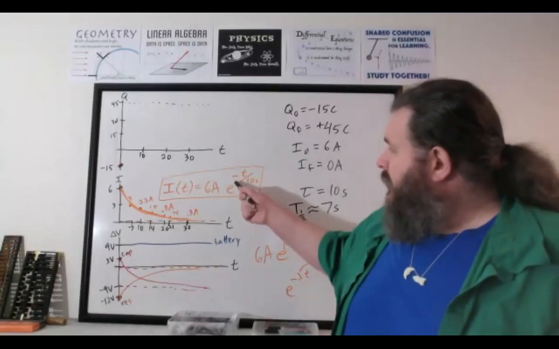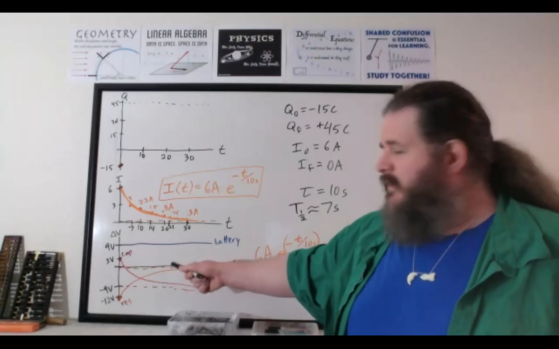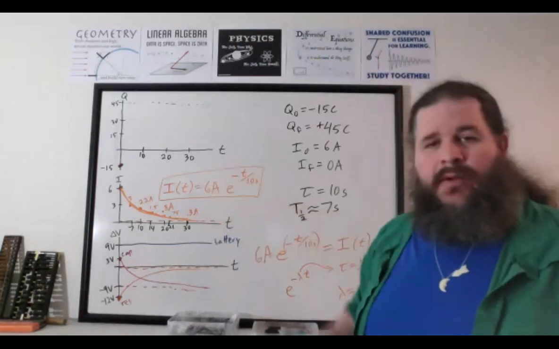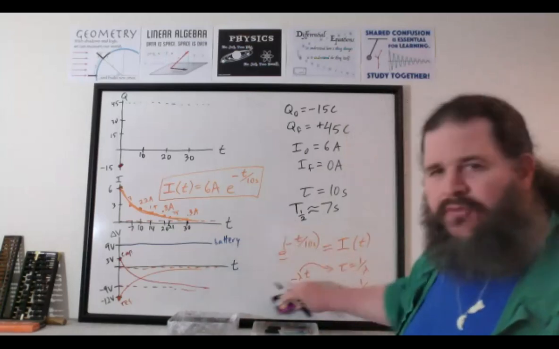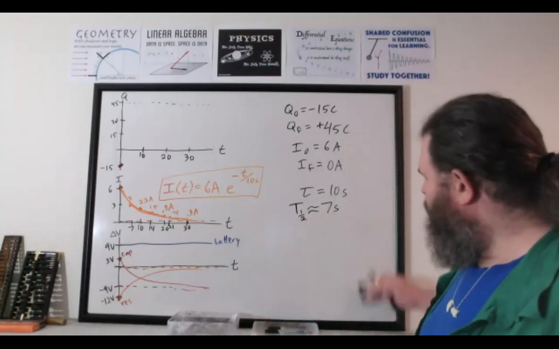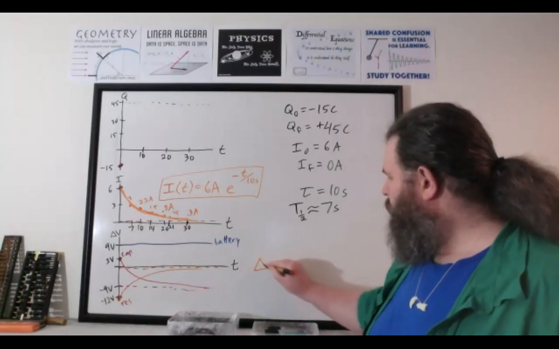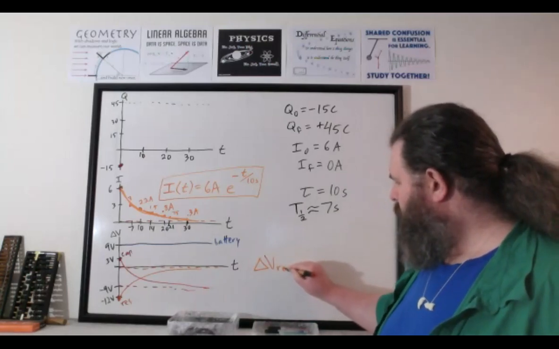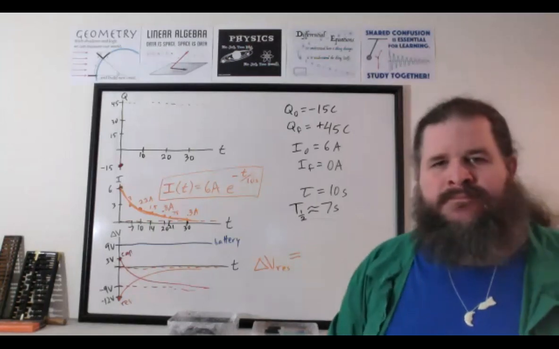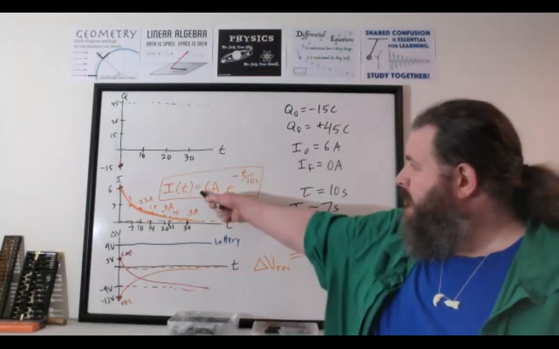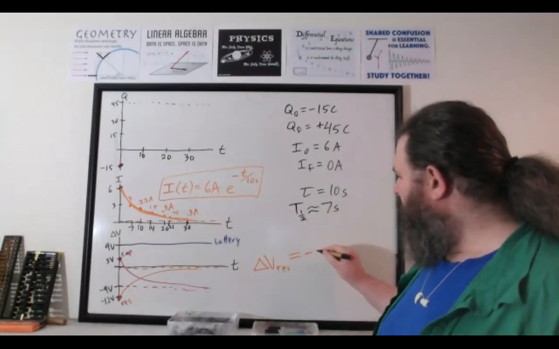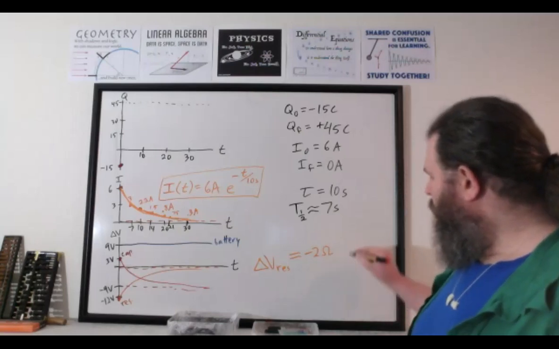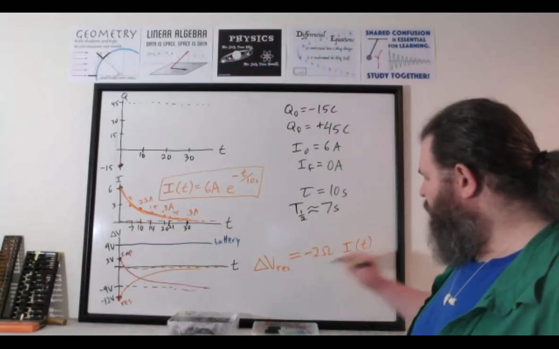And furthermore, we can now use that to find a formula for voltage, because how does the voltage on a resistor relate to the current flowing through the resistor? What's the usual formula for delta V of a resistor? Yeah, negative I times R. We have a formula for I, we just need to multiply that by negative R. So negative R, this was a 2 ohm resistor, times the current as a function.